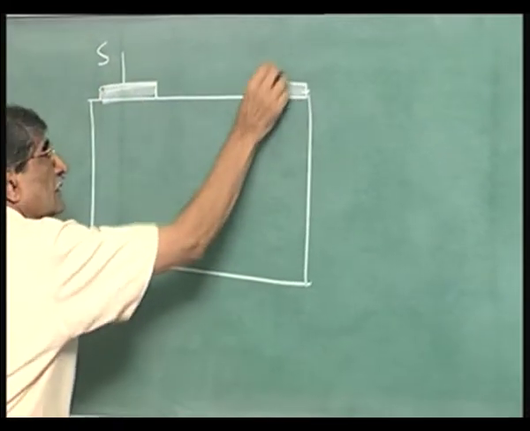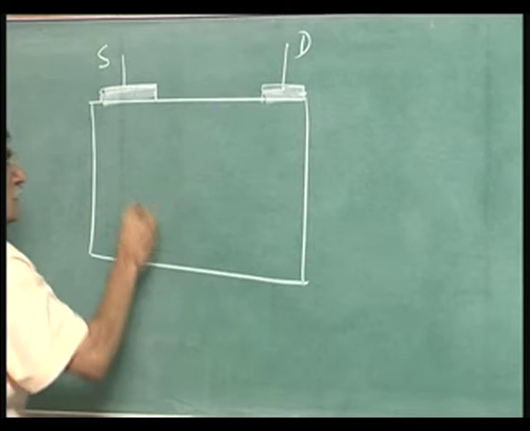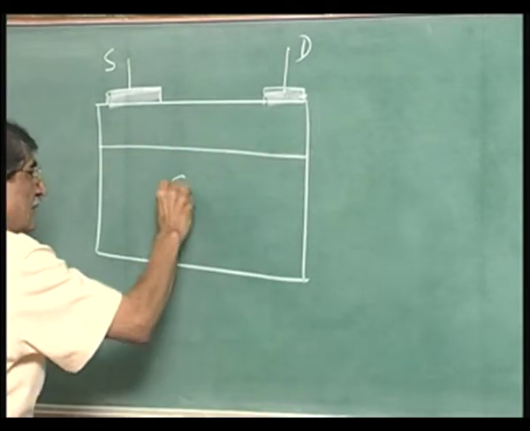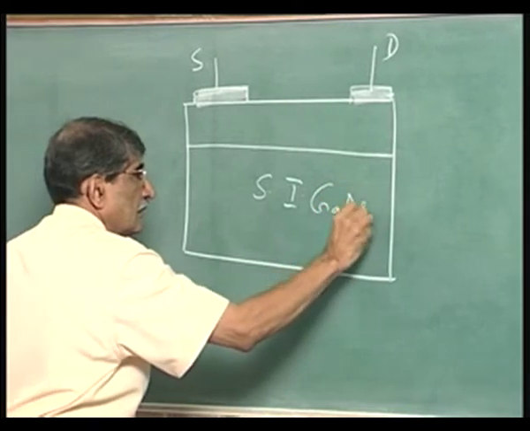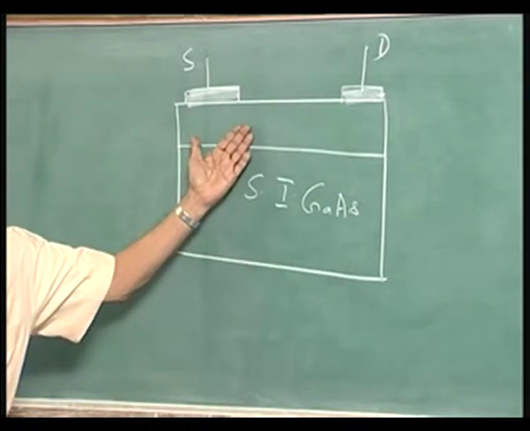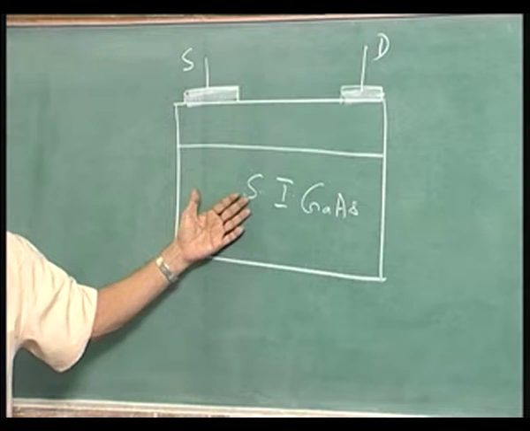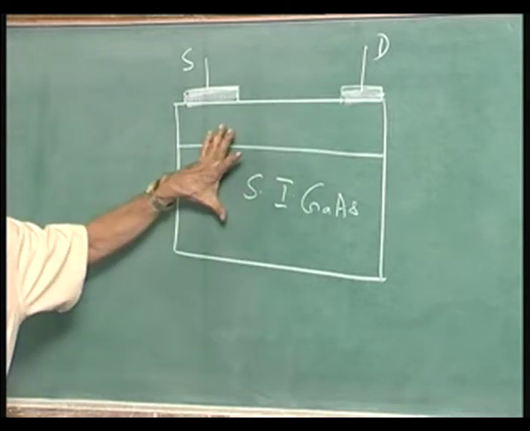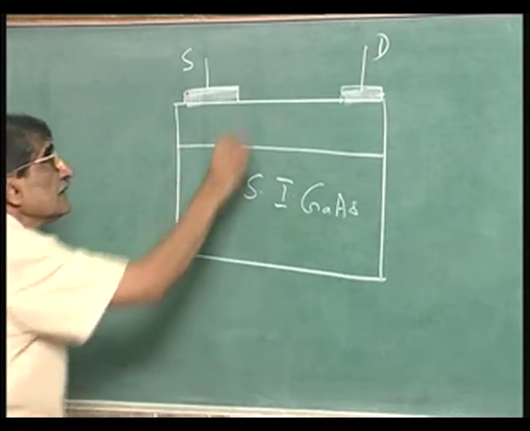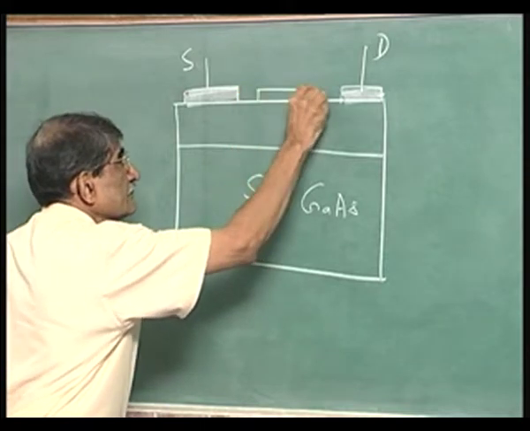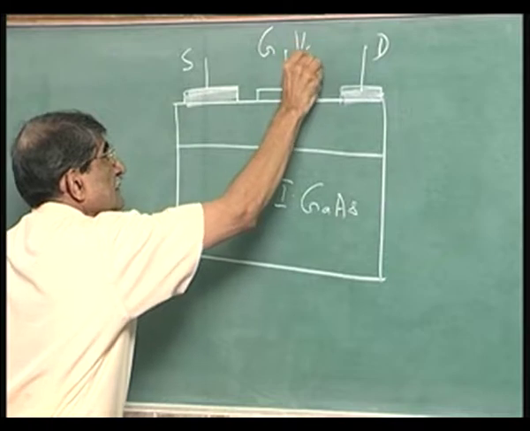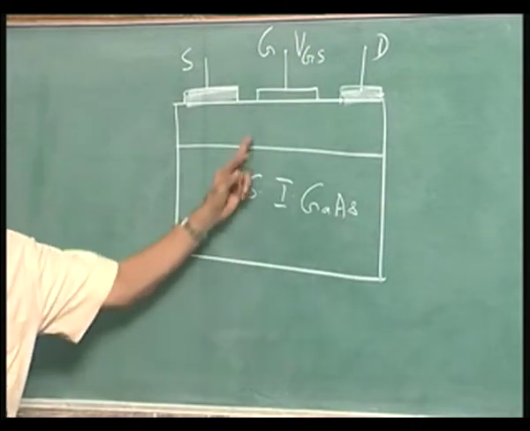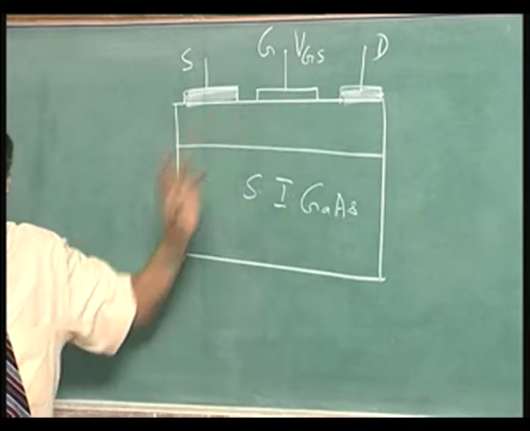Source and drain. And you have got this semi-insulating gallium arsenide. It can be silicon. If it is silicon, this will be sapphire, silicon on sapphire, total insulator. Then I have the gate here, and I am applying VGS.